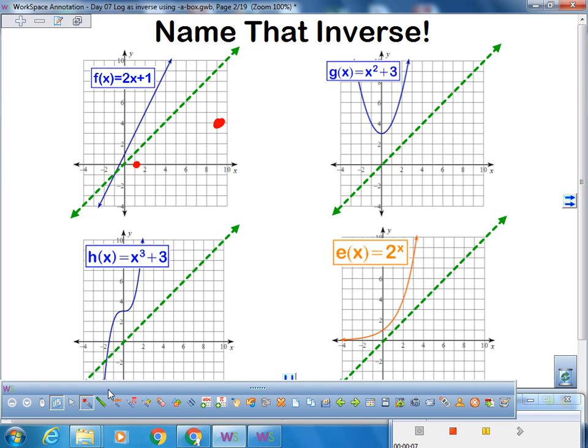And then we draw ourselves a line. And I'm just going to do a rough line. Okay, that is pretty good, huh? All right, a quadratic function. What is the inverse of a quadratic function? A square root function, right? The inverse of a square is a square root.